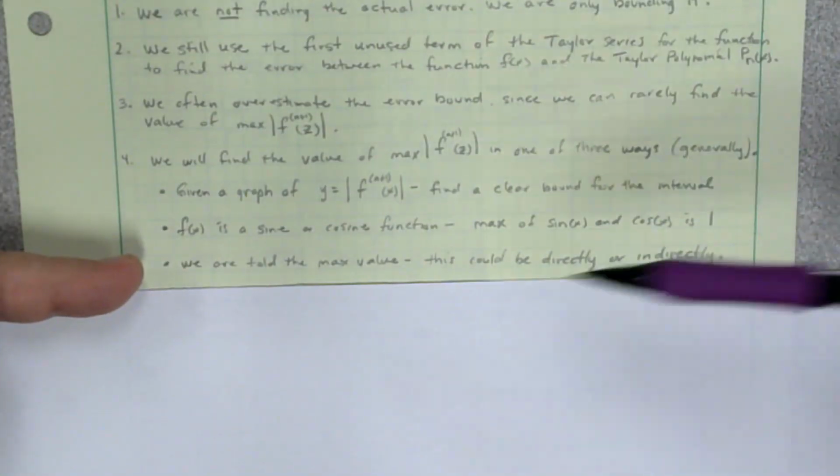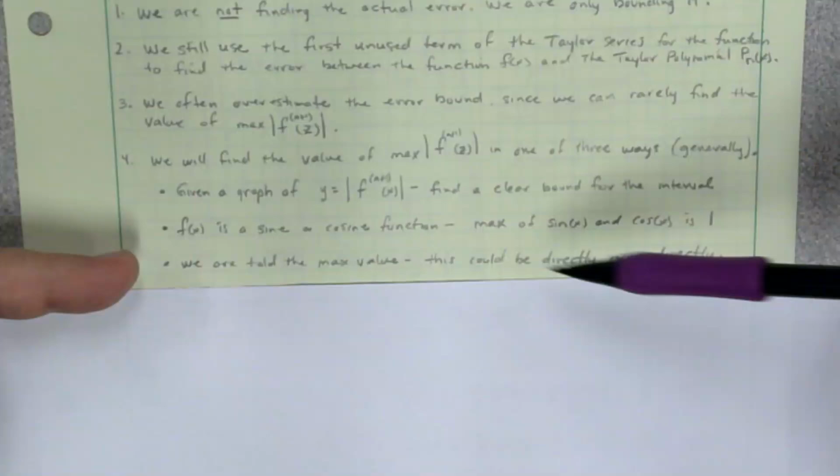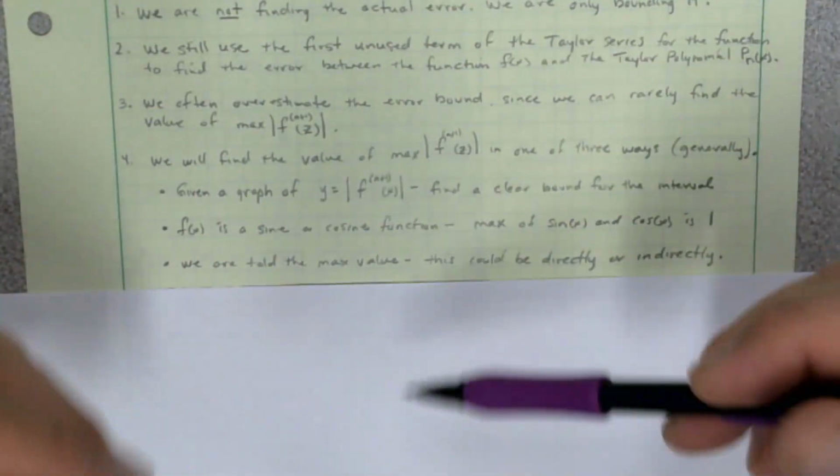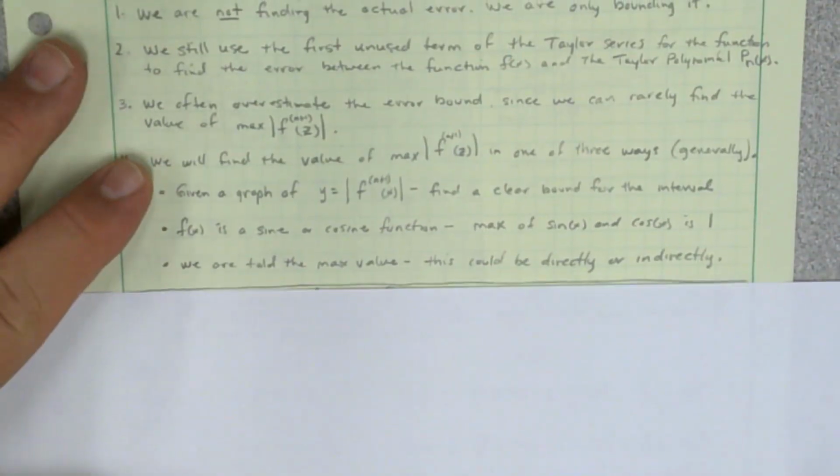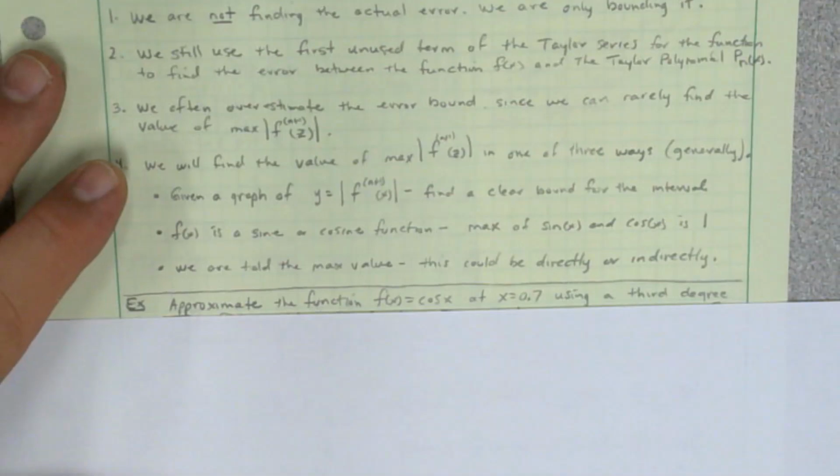And we are told the max value. This can be directly or indirectly. So somehow you're going to be told its value. Okay? So those are the three methodologies that you're most likely to see on the AP exam. So I have an example here we're going to do. Let's take a look at it.